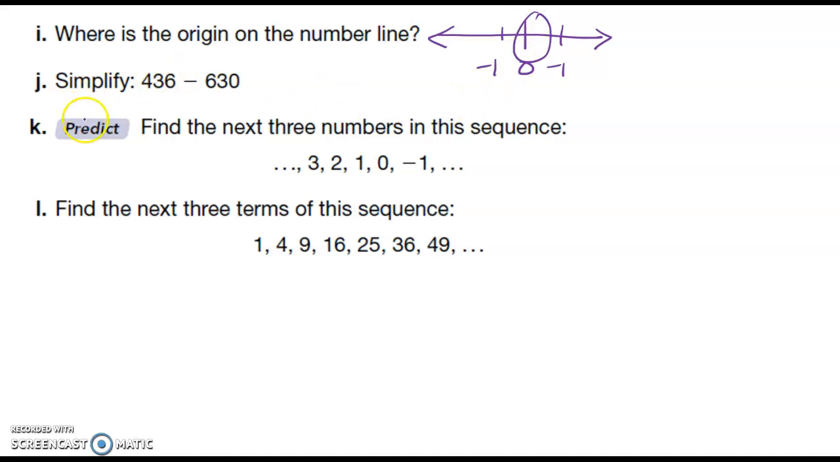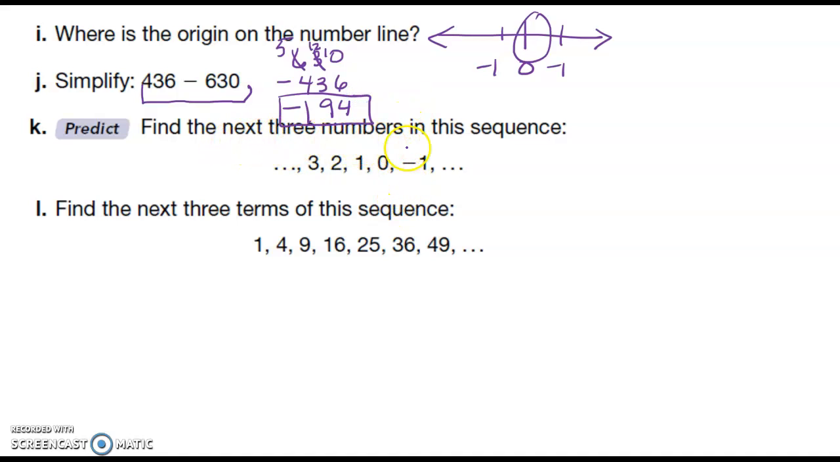This is the origin. And then J says to simplify, and what they're trying to teach you is that if you have numbers like this, and the smaller number comes before the larger number, you can flip it, but you have to flip the sign. Okay, so this is going to be 2,194. But since these are flipped, since it's not 630 minus 436, it's 436 minus 630, this is going to be negative. Okay?